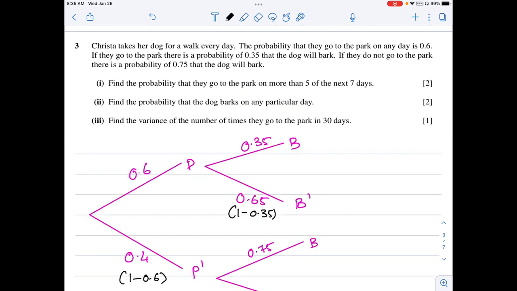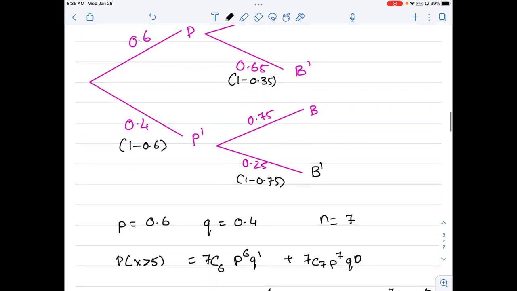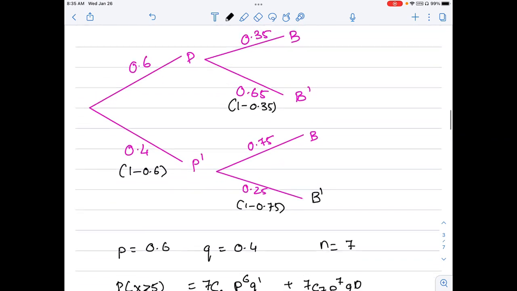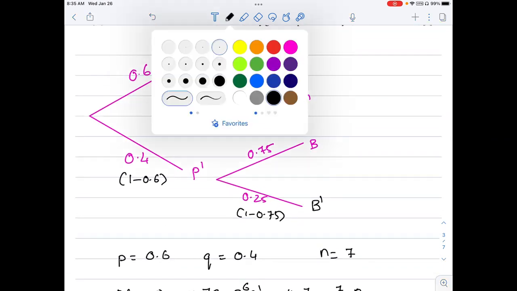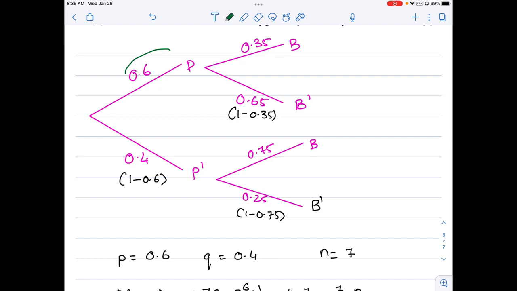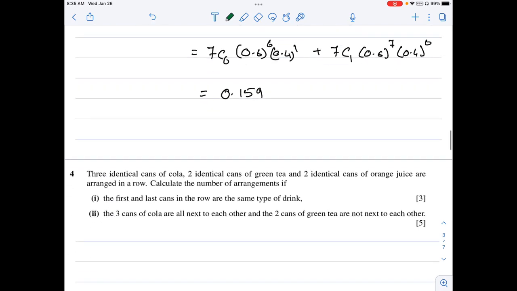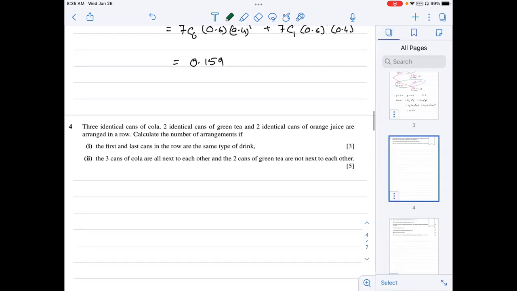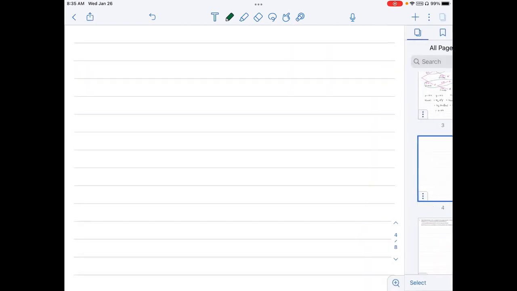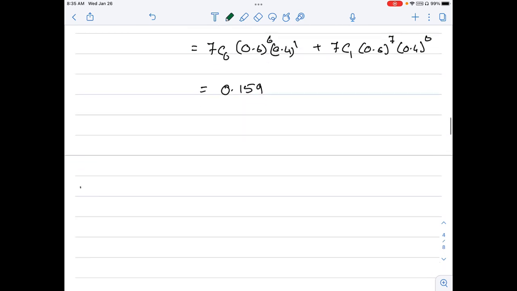Find the probability that the dog barks on any particular day. So I want the dog to be barking. So it can be either going to the park and barking, or not going to the park and barking. So we add a page over there. So probability of dog barking.